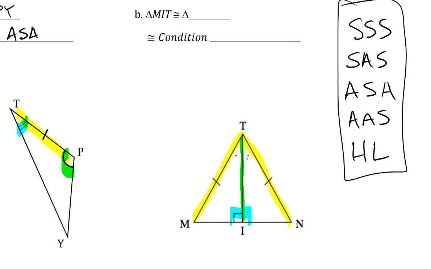What I do have is 2 right triangles. I have it that their hypotenuses are congruent. These are the hypotenuse, and they share this leg. So since they have congruent hypotenuses, and they share a leg, they're congruent by HL. So that's our congruence condition, and I don't think it's difficult to figure out. If I'm going MIT, that would have to go with triangle N and then the I and then the T. So MIT is congruent to triangle NIT.